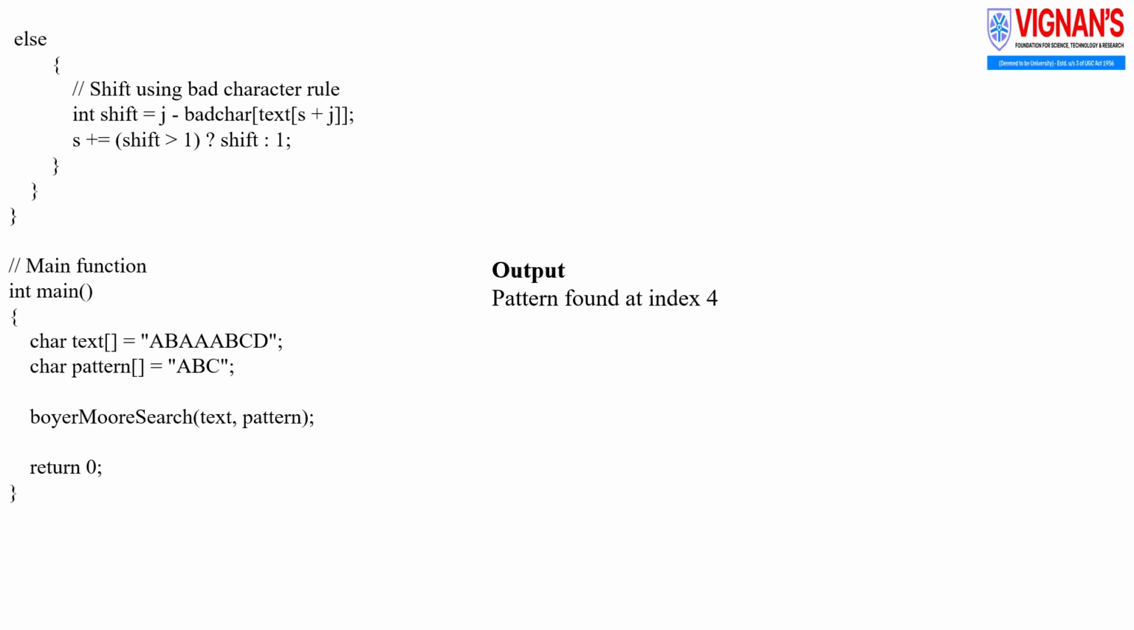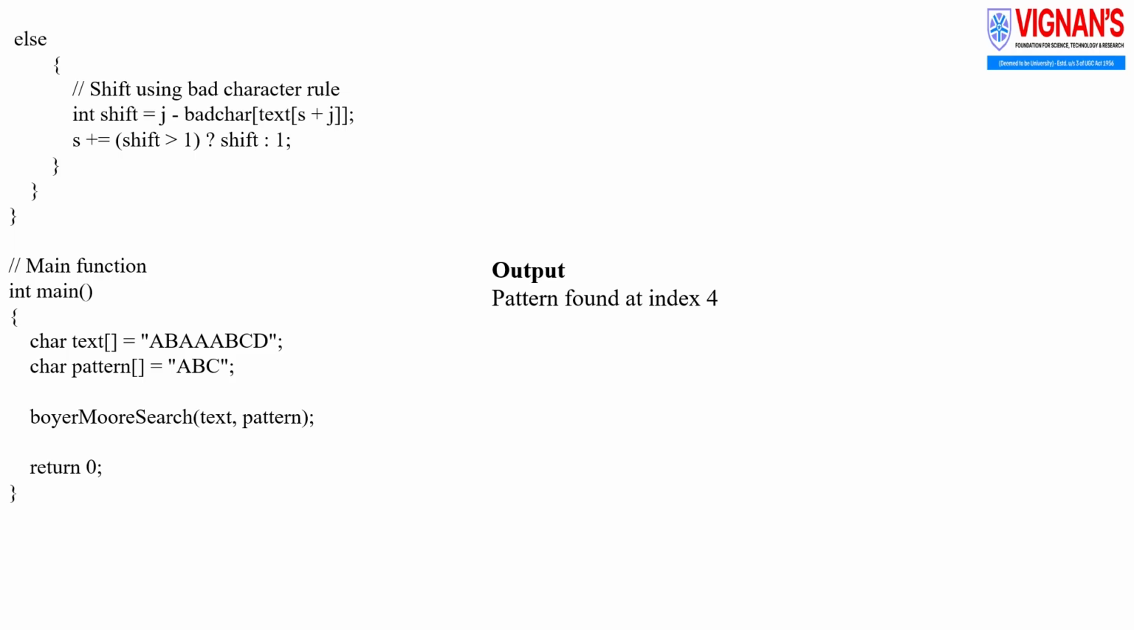The search process. The Boyer-Moore search function executes the matching logic. Right-to-left comparison. Comparisons begin from the end of the pattern and move backward. Calculating shifts. On match, if a full match is found, the starting index is printed. The next shift is calculated to find the next possible occurrence. On mismatch, the pattern uses the bad character rule to calculate the shift: int shift is equal to j minus badchar[text[s + j]]. Safety check. The algorithm ensures the pattern always shifts forward by at least one position.